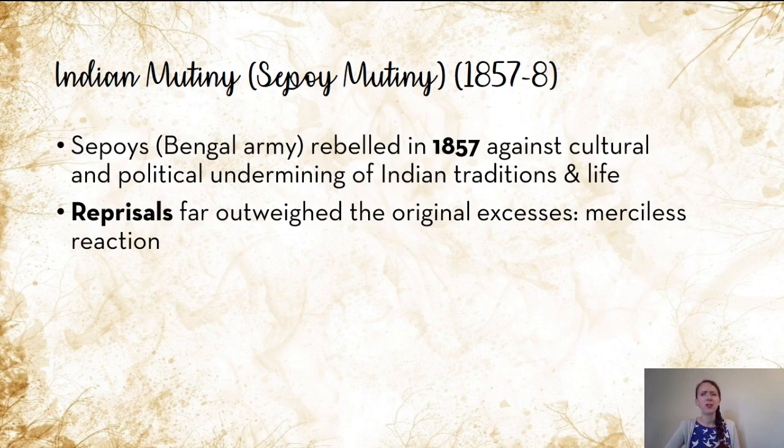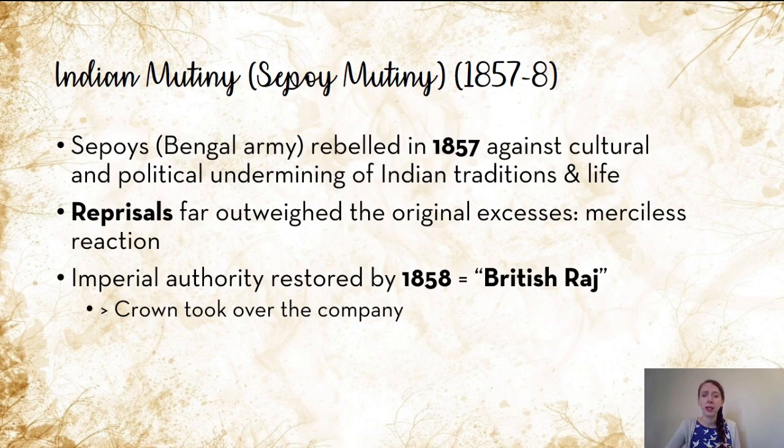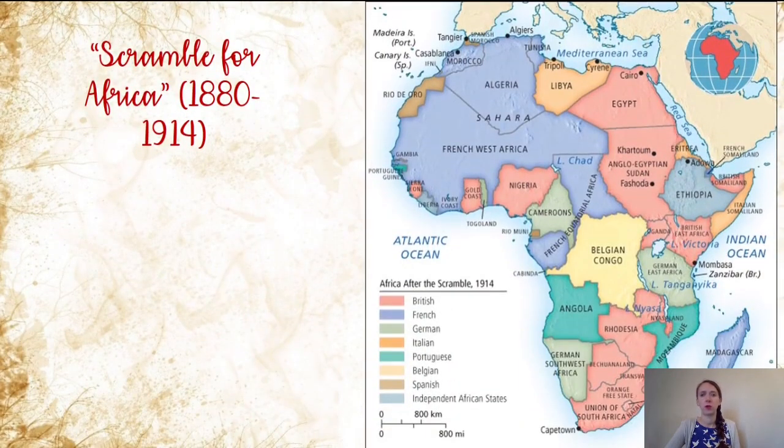The reprisals of the British Army far outweighed the original excesses, if we could call them that, or the original actions that had been led by Indian rebels. There was a merciless reaction, and imperial authority was restored with the crown taking over the East India Company and the creation of the British Raj.